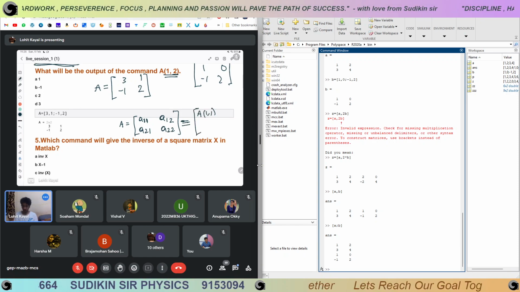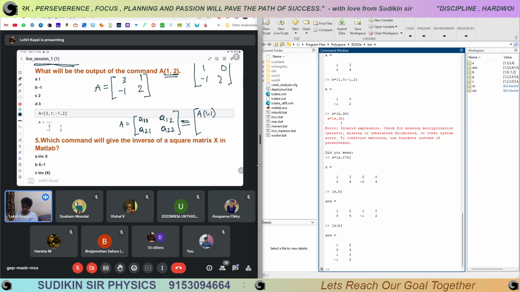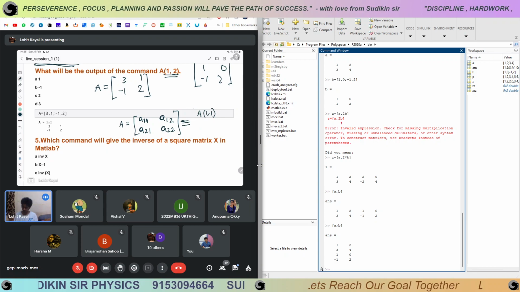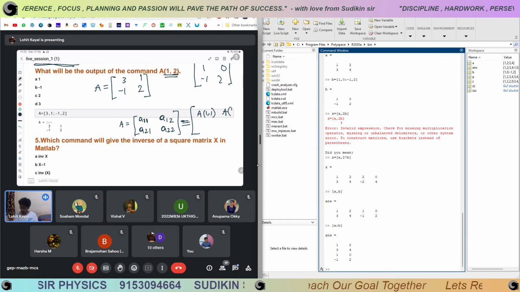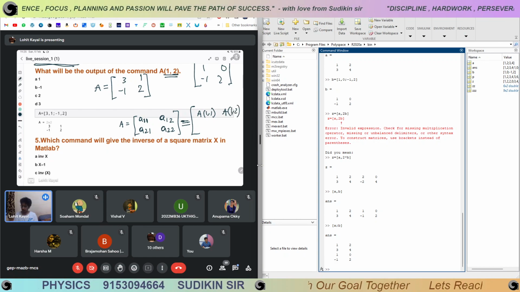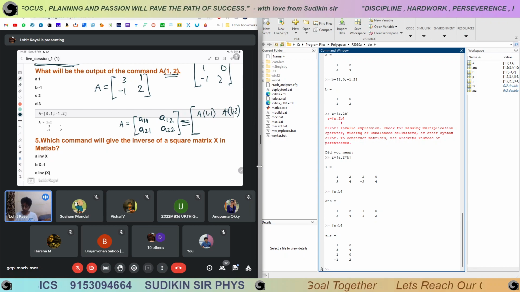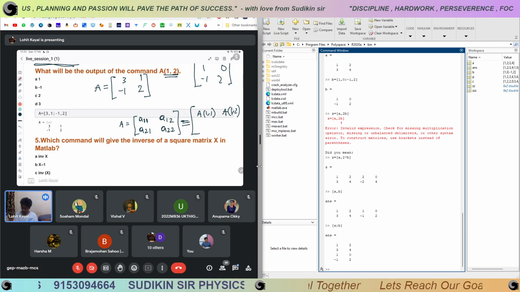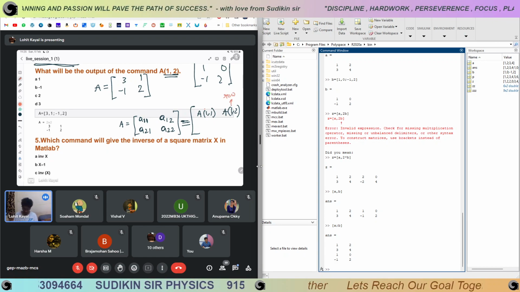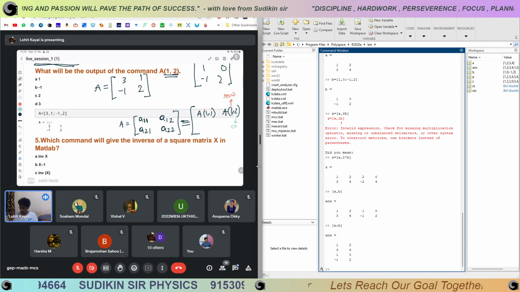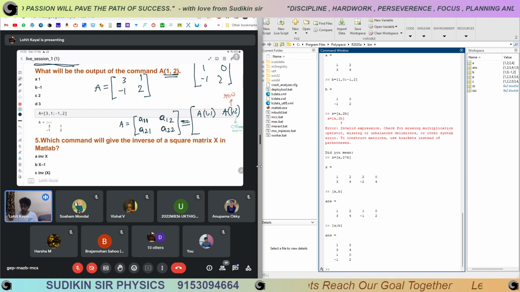A(1,1). That A(1,1) means first row first column. There will obviously be no bracket there, I'm just writing it for consistency. The next thing will be A(1,2). You have to interpret it as: the first element inside the bracket will be the row, and the second is the column. So COL means column.